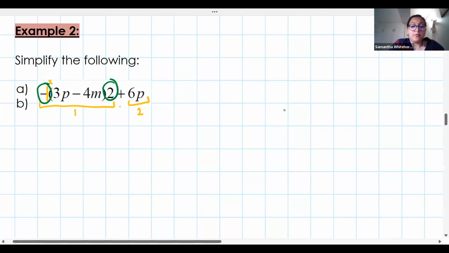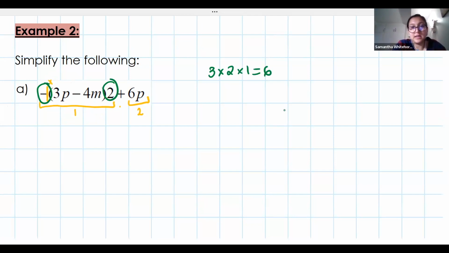We know, hopefully, that the order of multiplication doesn't matter. If we say 3 times 2 times 1, we get 6. 2 times 3 times 1 is 6. 1 times 3 times 2 is 6. And I could keep going. It doesn't matter what order I multiply in, I get exactly the same answer.